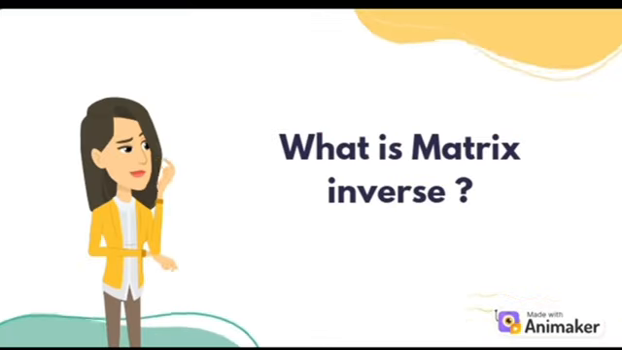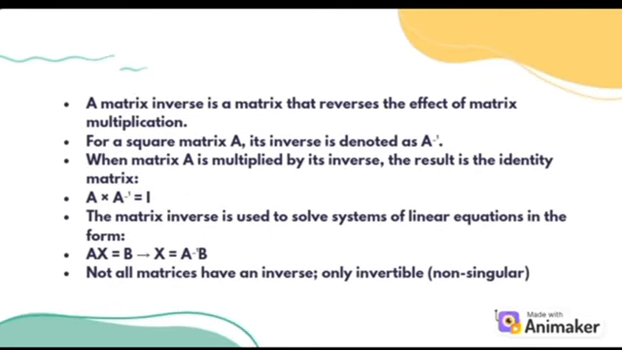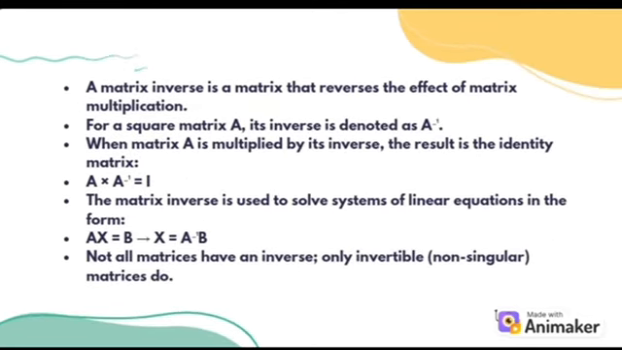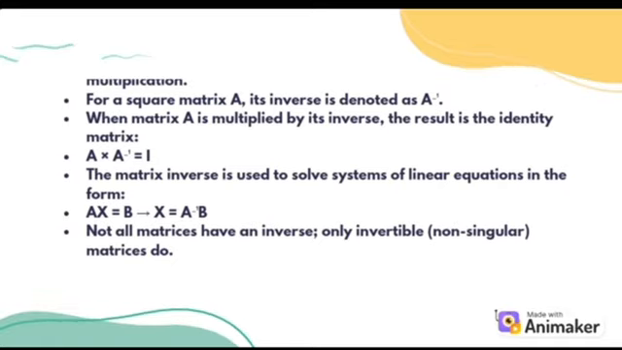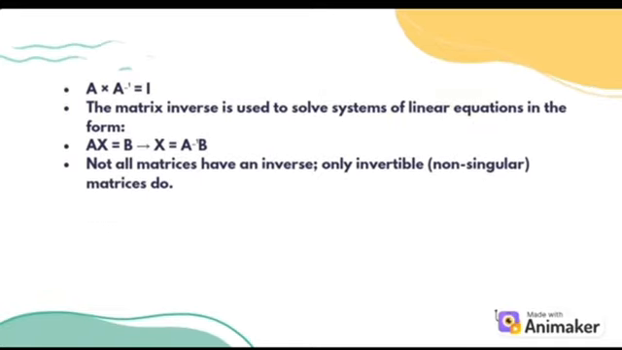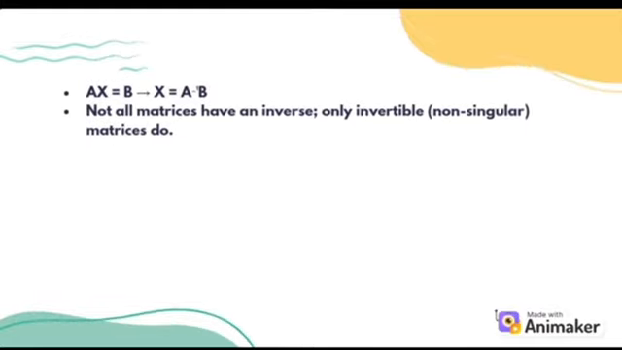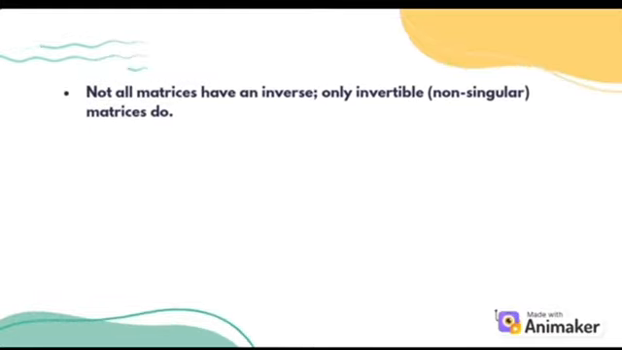But before that, what is matrix inverse? A matrix inverse is a matrix that reverses the effect of matrix multiplication. For square matrix A, its inverse is denoted as A inverse. When A is multiplied by its inverse, the result is the identity matrix: A times A inverse equals I. The matrix inverse is used to solve system of linear equations in the form AX equals B. But take note, not all matrices have an inverse, only invertible matrices do.